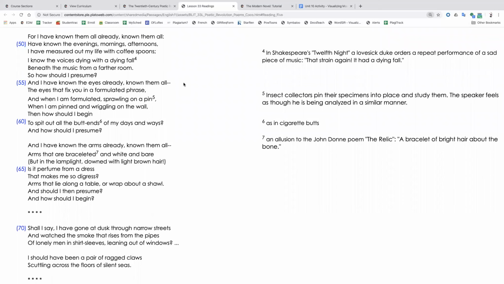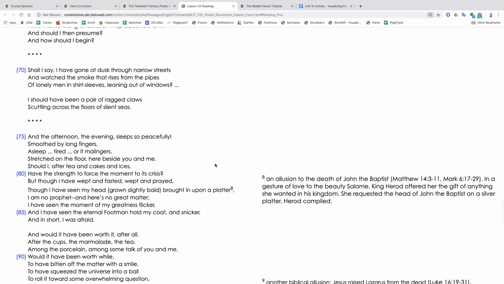And I have known the arms already, known them all, arms that are braceleted and white and bare, but in the lamplight, downed with light brown hair. Is it perfume from a dress that makes me so digress? Arms that lie along a table, or wrap about a shawl. And should I then presume? And how should I begin? Shall I say, I have gone at dusk through narrow streets and watched the smoke that rises from the pipes of lonely men in shirt sleeves, leaning out of windows?